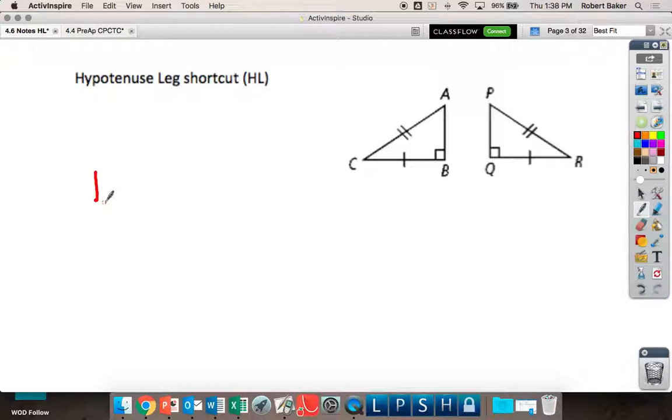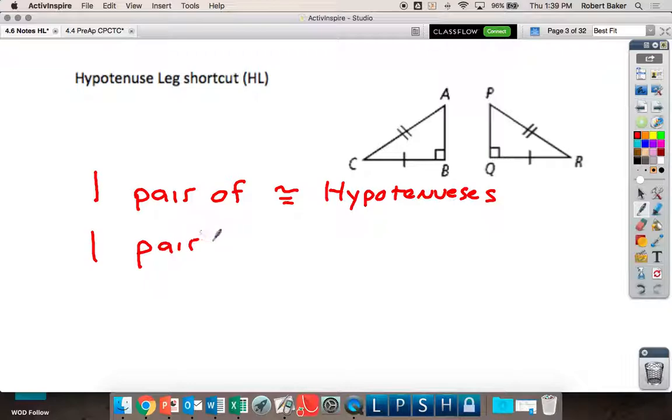It means one pair of congruent hypotenuses. Did I spell that right? Yeah, hypotenuses. That's a weird word, right? But it's not as bad as hypotenai. Like you can't say funguses, it's fungi. So instead of hypotenuses, it's supposed to be hypotenai. So hypotenuse leg is one pair of congruent hypotenuses and one pair of congruent legs.